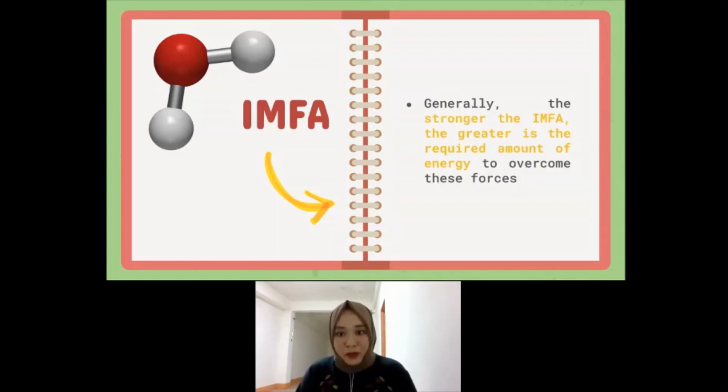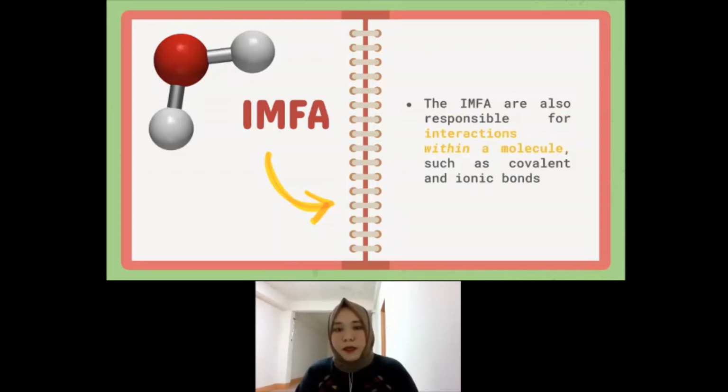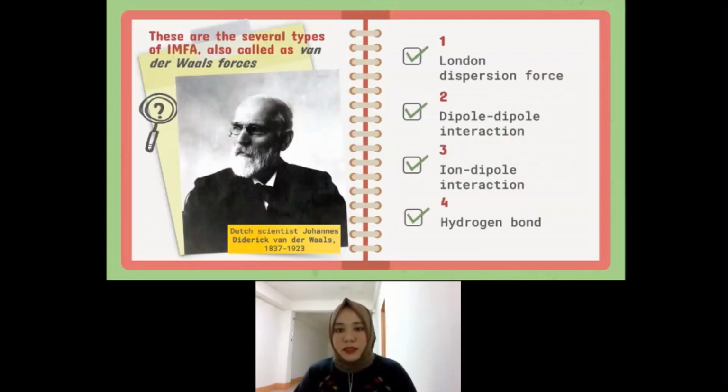So I want you to remember this, okay? The stronger the intermolecular forces of attraction, the greater is the required amount of energy to break off or to overcome these forces. So if the intermolecular forces of attraction are weaker, which makes sense, because they are easier to break off, it means you will require less energy to overcome these forces. So the IMFAs are also responsible for the interactions within a molecule, such as covalent and ionic bonds.